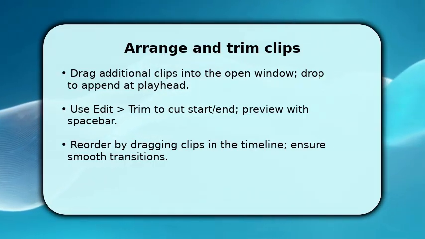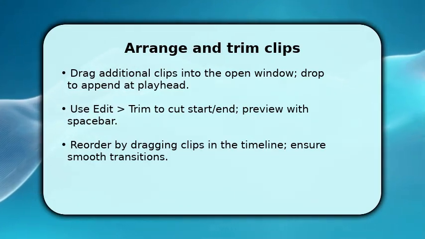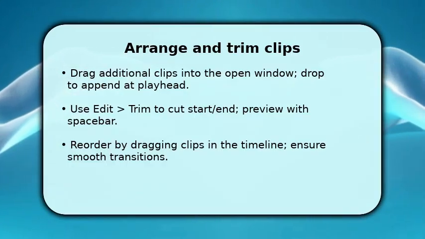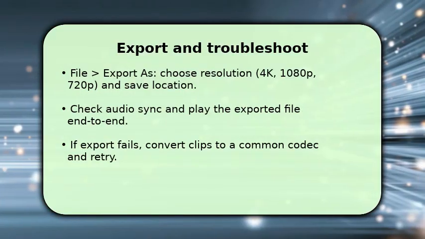Make sure to preview transitions between clips and adjust order by dragging clips in the timeline until you finish by exporting the merged movie. Go to File, Export As, and pick the resolution that matches your project. Name and save the file.